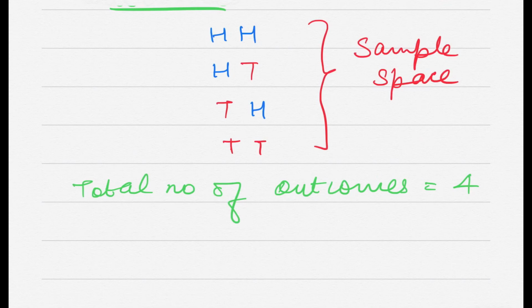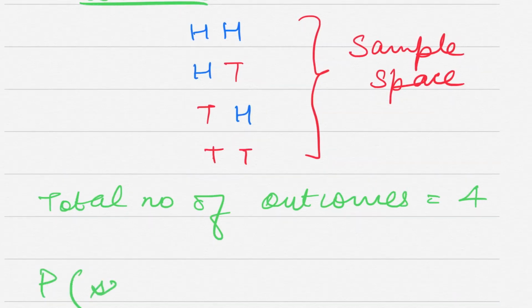Now what different kinds of questions may be asked? If we have this, then the questions might be like: what is the probability of getting 2 heads? What will be the outcomes for getting 2 heads?